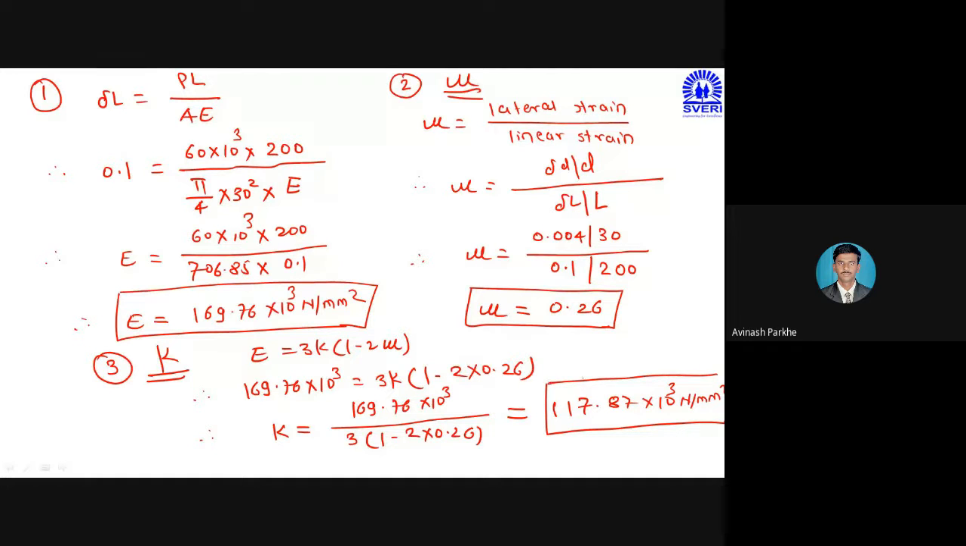Please check your answer. Bulk modulus K is equal to 117.87 into 10 raised to 3 Newton per mm square. Therefore, we have to give the unit also, that is Newton per mm square. Both answers, 117.88 and 117.87, are accepted. Do the calculations properly.